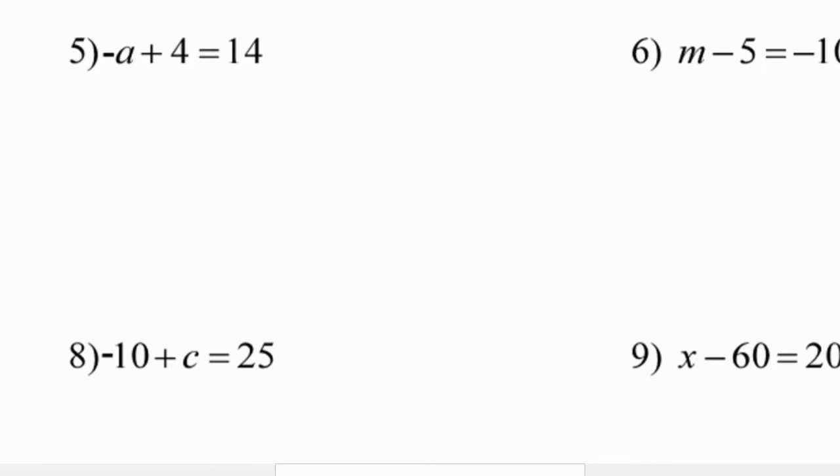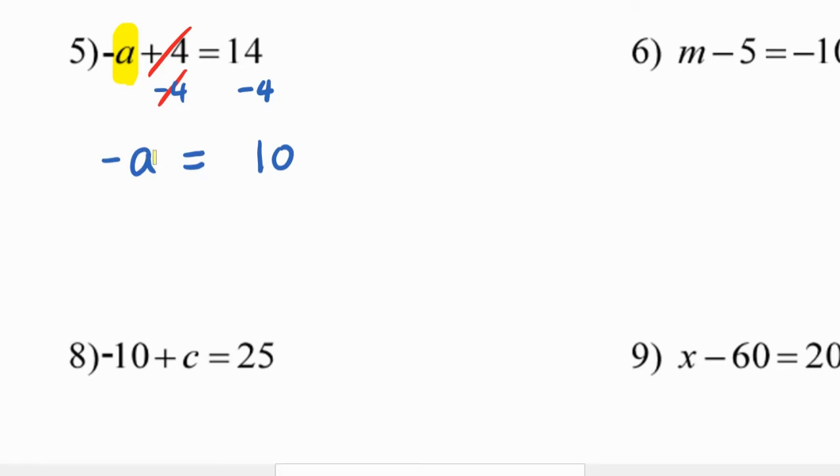All right, look at number 5. You have negative a plus 4 equals 14. So your goal is isolating a, right? So first, to isolate a, we're going to get rid of plus 4. What's the opposite of plus 4? That is minus 4. So we're going to do the same thing on both sides. So this will be cancelled, and I get negative a equals 14 minus 4, which is 10.